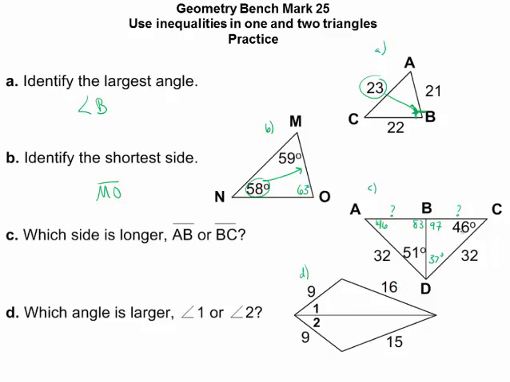Did that make sense, how I got the angles? Because these are both 32, that makes these both 46. I needed that to start. Okay, 51 and 37. 51 is across from AB, 37 is across from BC. So which one's bigger, AB or BC? Which one's going to be bigger, the side across from 51 or the side across from 37? 51. So AB is going to be bigger.